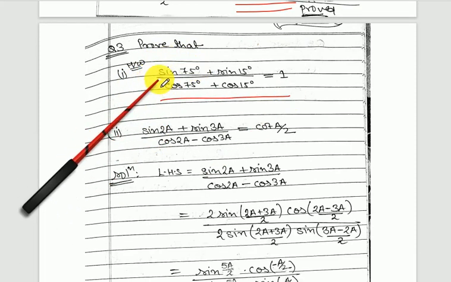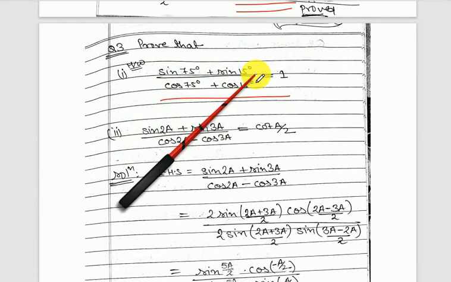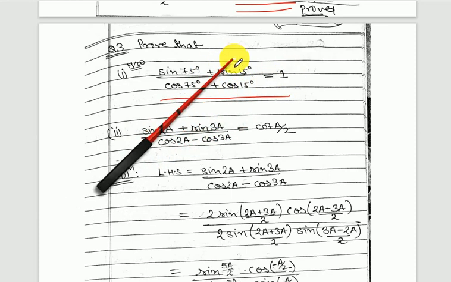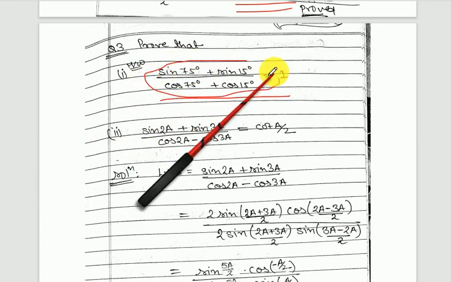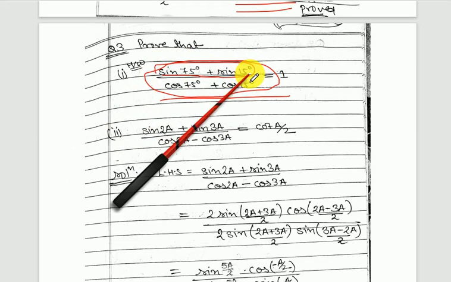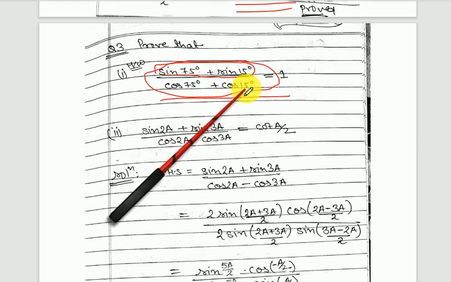Next is prove that, this is your homework. Here it says in numerator you have got sine 75 degree plus sine 15 upon cos 75 degree plus cos 15 equal to 1. So you will start with your left hand side. For numerator you can use that formula sine C plus sine D. For denominator you can use separately the formula cos C plus cos D. Okay, simplify and at the end you will get 1.